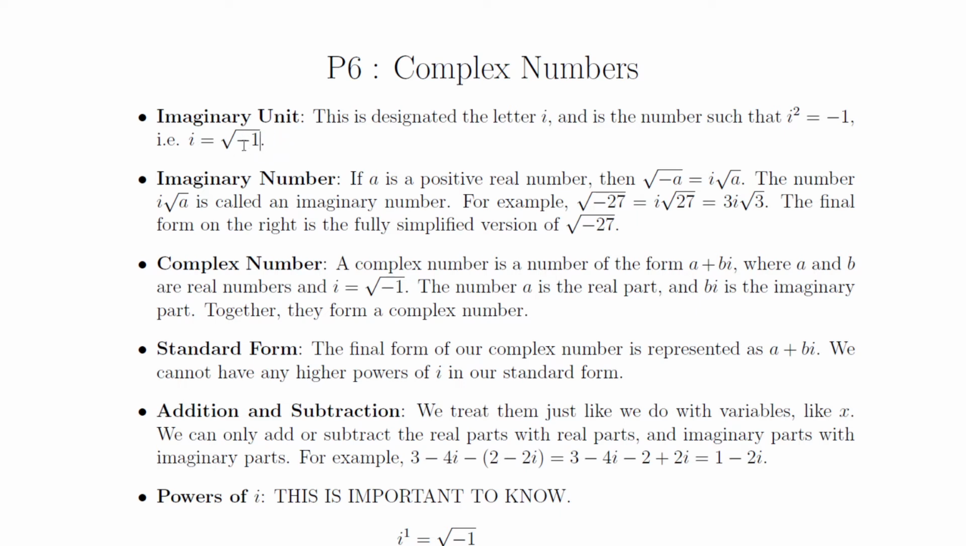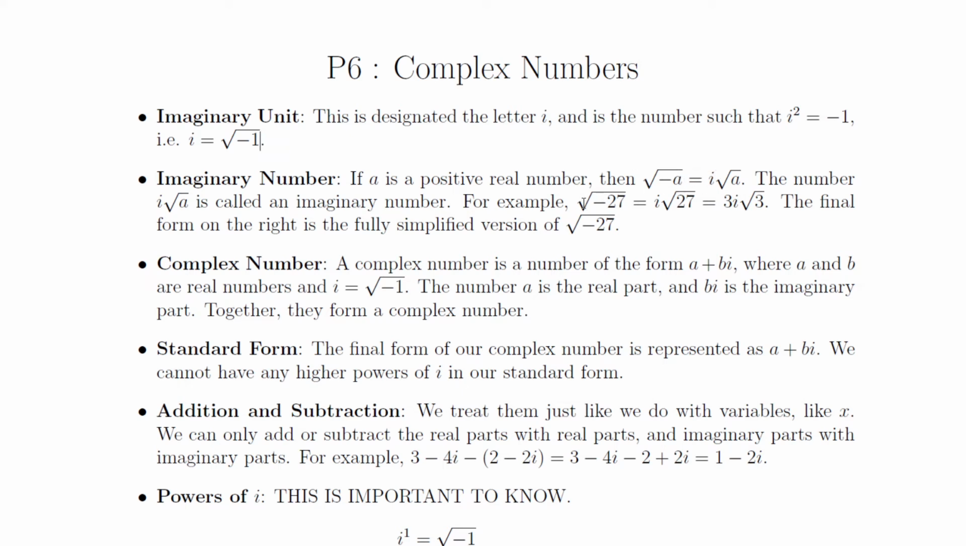In fact, that application we'll see a little further down in the notes as we talk about higher powers of i. You'll see that as it plays out. So for an imaginary number, if you have a positive real number a, the square root of -a equals i times the square root of a. In other words, you take any number and you have i pulled out in front of it.